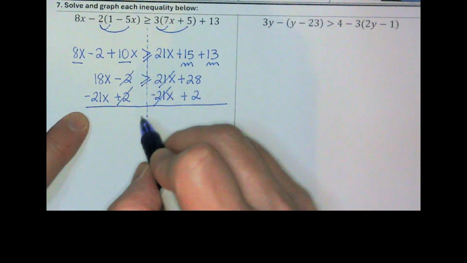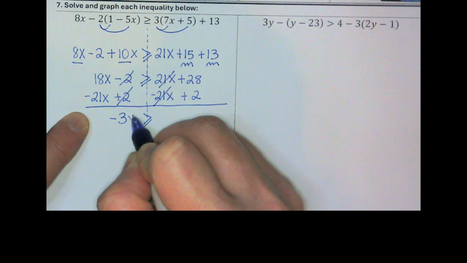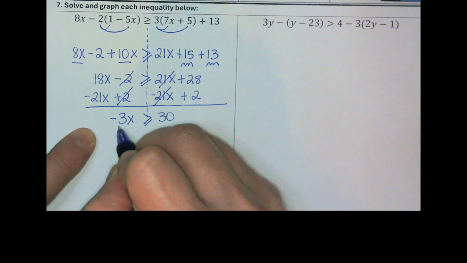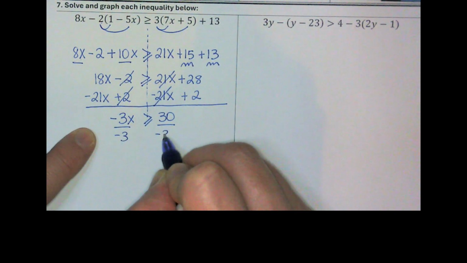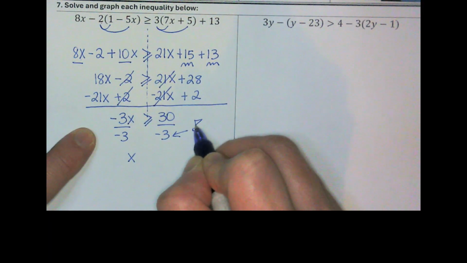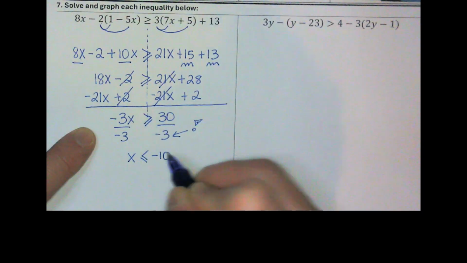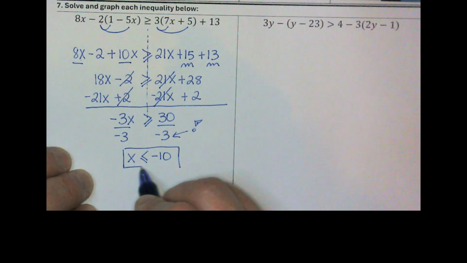I'm left with 18 minus 21, which is negative 3x. And 28 plus 2 is 30. We divide both sides by negative 3. And because I'm dividing by a negative number, I need to flip the inequality sign. So this would be x less than or equal to negative 10. Very well. This is my answer.